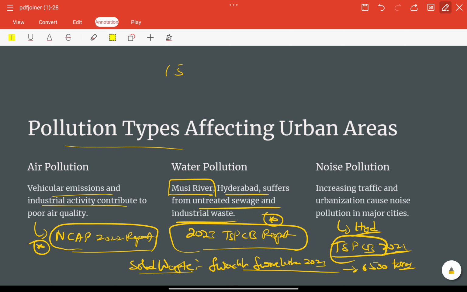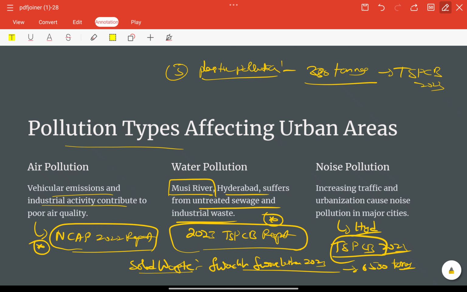Other than that, we finally have plastic pollution. Plastic pollution is also a very important type, right? Here Hyderabad is producing almost 330 tons of plastic waste daily according to the Telangana State Pollution Control Board, again the 2023 report, right? A very, very important report, which needs to be included in this particular answer, right?